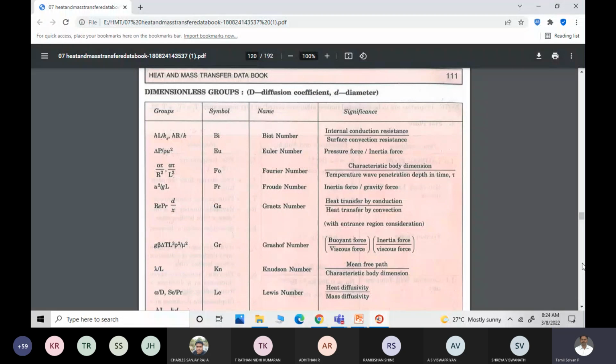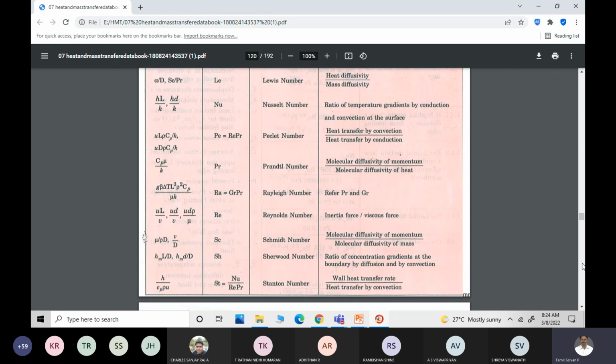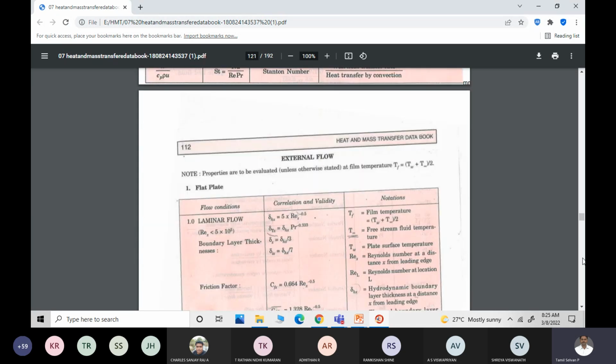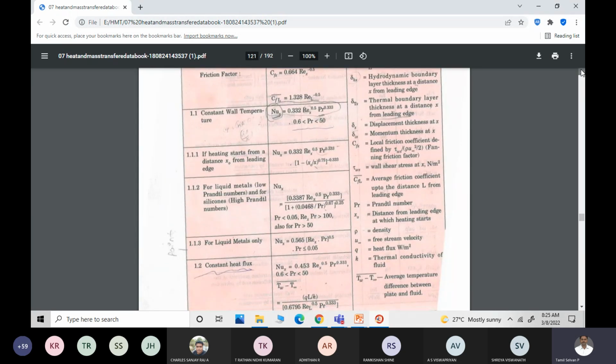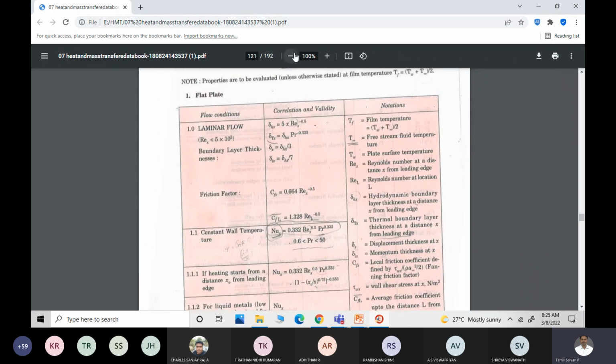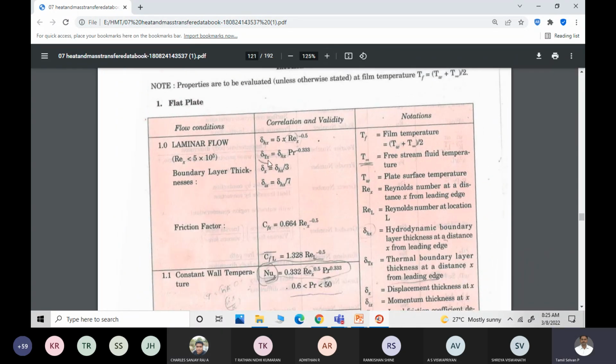You can see here on page number 111, you will be having the different numbers. What is Biot number, Euler number, Fourier number, Froude number, Grashof number, Graetz number, Rayleigh number, Prandtl number, etc. You can see here the Prandtl number is Cp mu divided by K, molecular diffusivity of momentum by molecular diffusivity of heat. And Reynolds number is inertia force by viscous force, UL divided by nu. Is it visible to you all, students? Yes, sir.